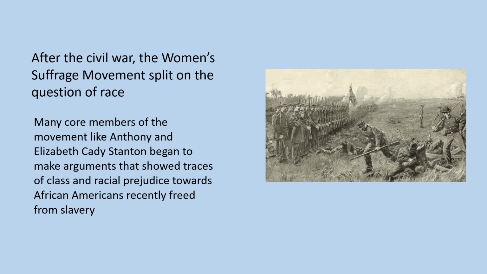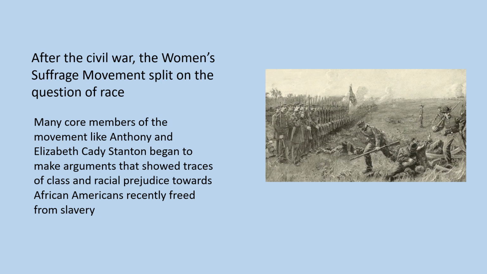So at the end of the Civil War, this is the question that emerges, and it's about African American men and their right to vote. Many core members of the movement, like Anthony and Elizabeth Cady Stanton, at this stage, as they see it, their interest in women's voting is being shunted to one side, and the question of African American men and their vote is becoming central in the wake of the Civil War.